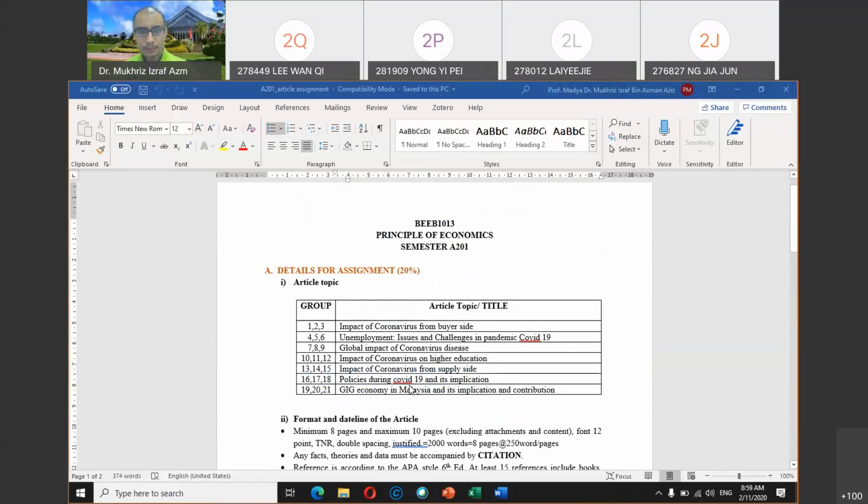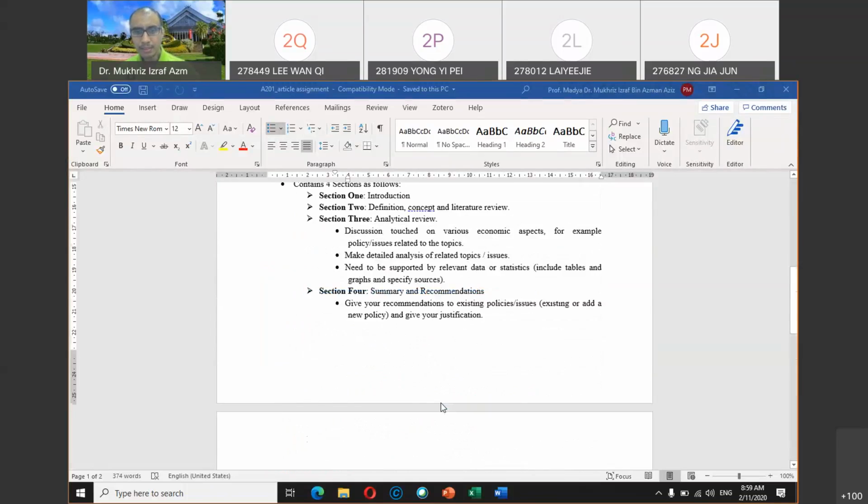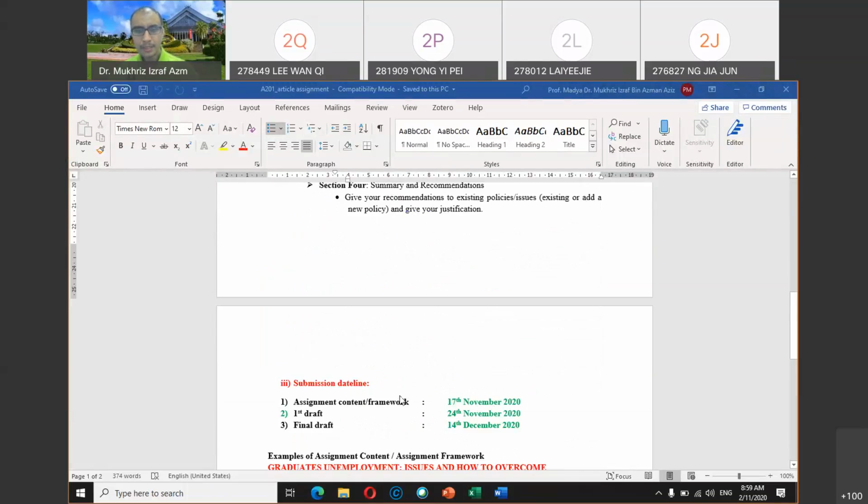So all of the 3 groups that you see here, 1, 2, 3 belong in one general group, 4, 5, 6 in one general group, and so forth. If group 1 decides to do another topic, you can communicate with groups 2 and 3 and discuss among yourselves. At the end of the day, by the 17th of November, which is 2 weeks from now, you submit the content. Because this is group work, only one person from each group needs to submit the report.